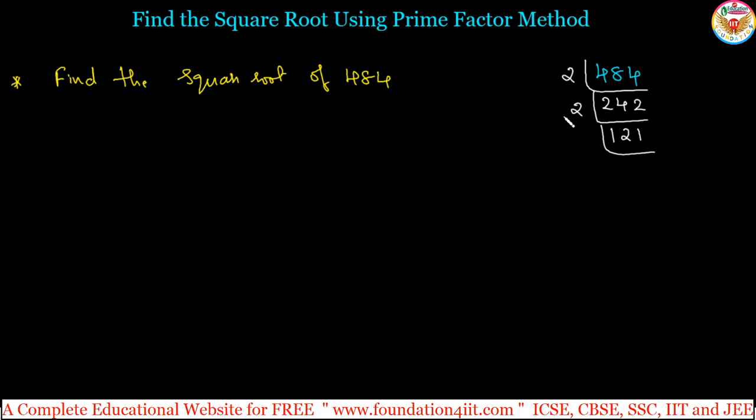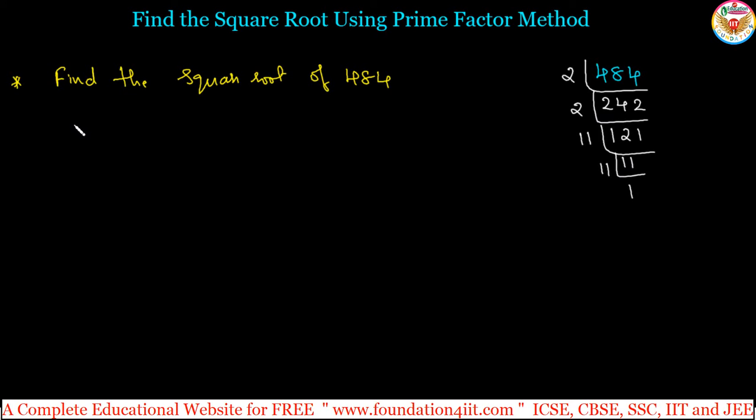Now after 2, the next prime number is 3. Check whether it is perfectly divisible: 1 plus 2 is 3, 3 plus 1 is 4, so it's not divisible by 3. The next prime number is 5. It's not divisible by 5 because of the units place, as you already know the divisibility rules. 121 is next checked with 7. It's not divisible, followed by the next prime, 11. So 11 times 11 is 121.